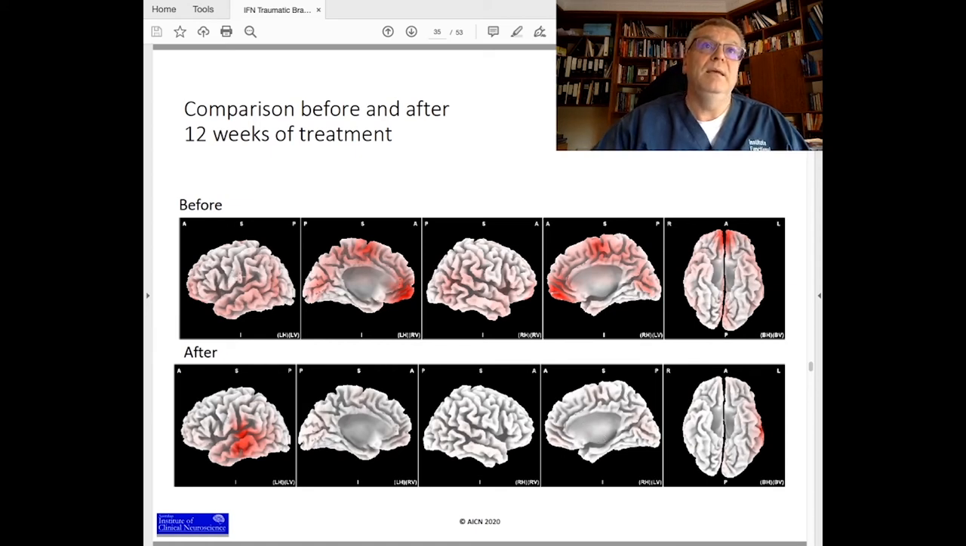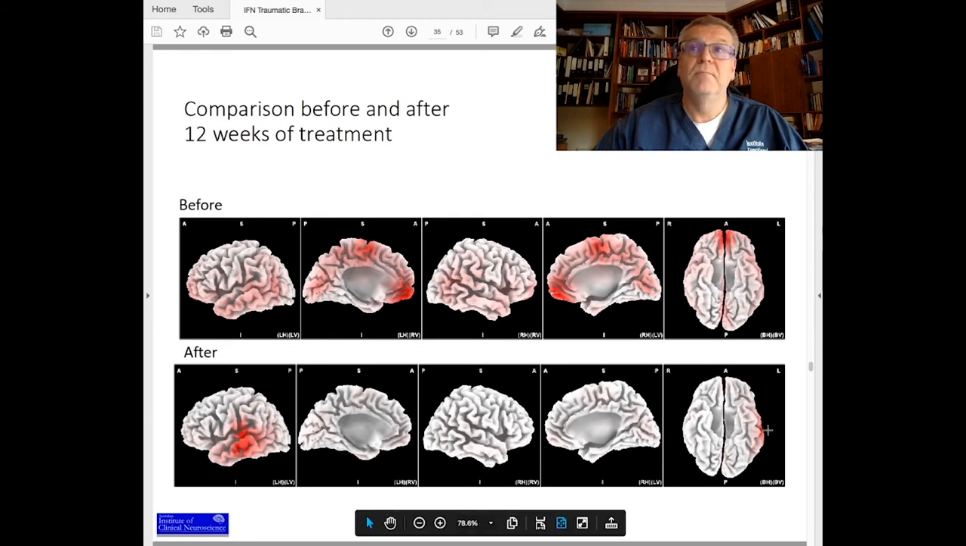Now, this is the before and after series of images for this patient. And you'll see the before are widespread diffuse damage. The after on the bottom are, for the most part, normalizing. There is still a little bit of dysfunction here and here.